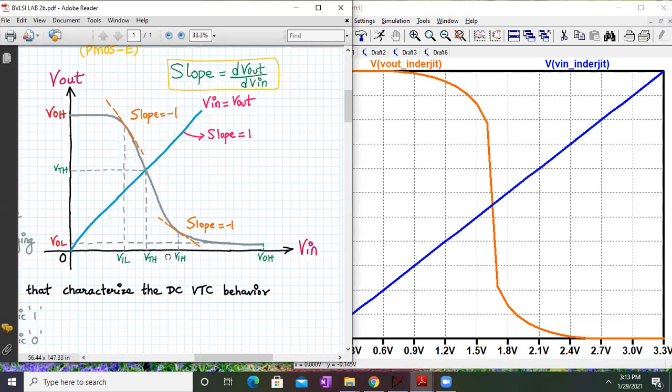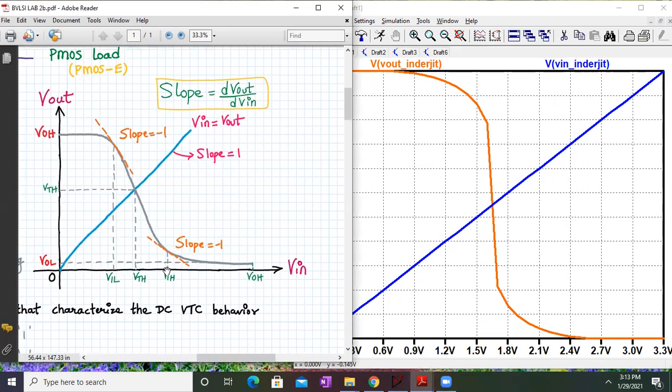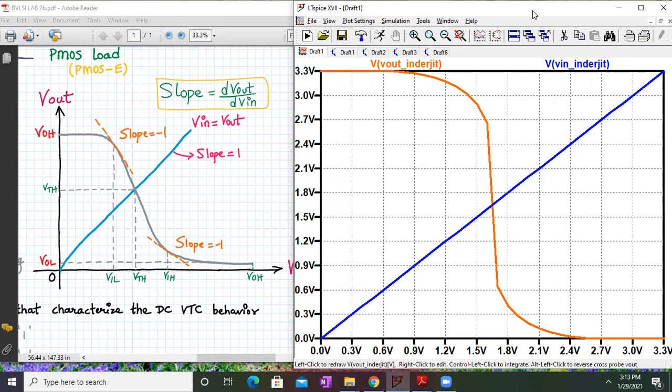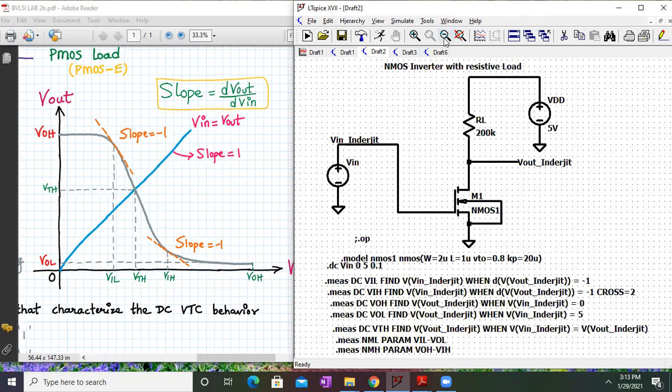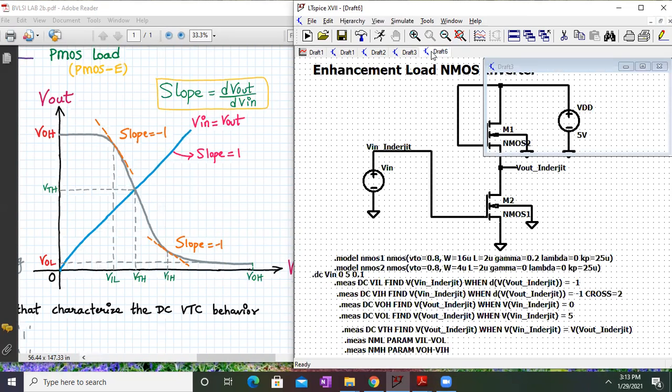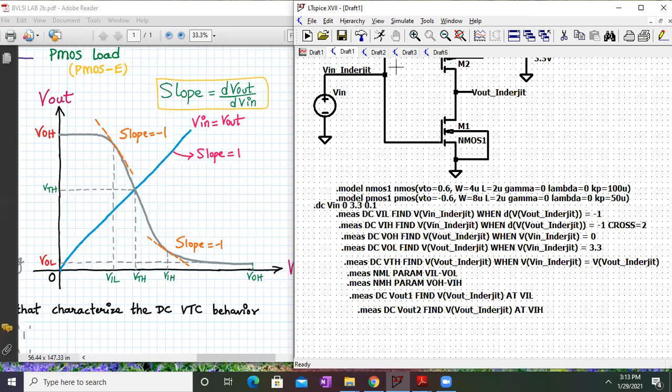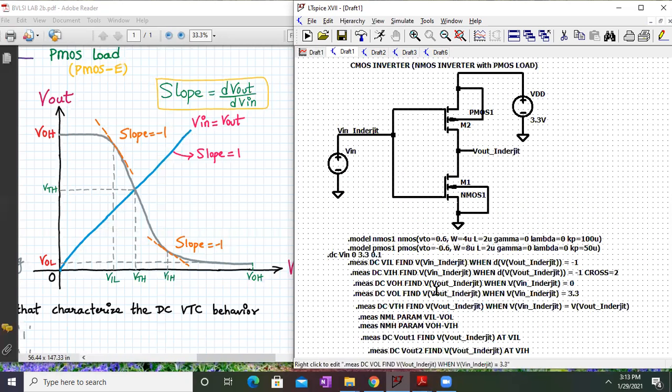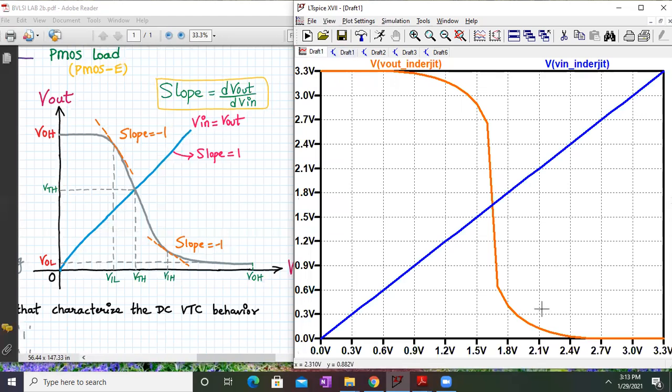This is how we estimate all the four critical parameters in all four inverters: the resistive load inverter, the enhancement load inverter, the depletion load inverter, and the CMOS inverter which we have seen. By using the dot model statement, we can estimate all the five critical parameters and the noise margin levels, and we'll get this type of VTC curve.